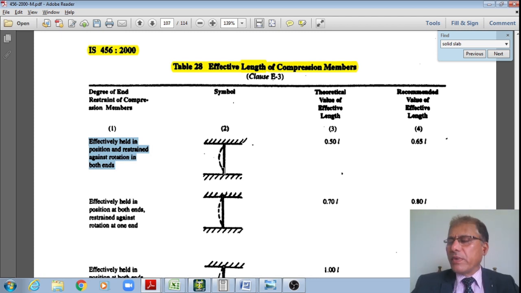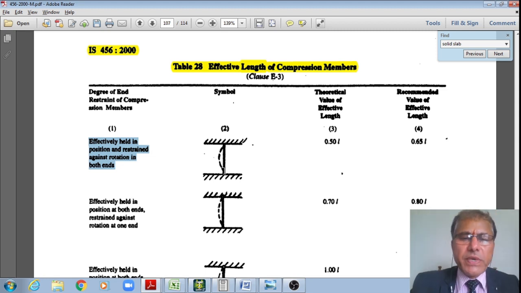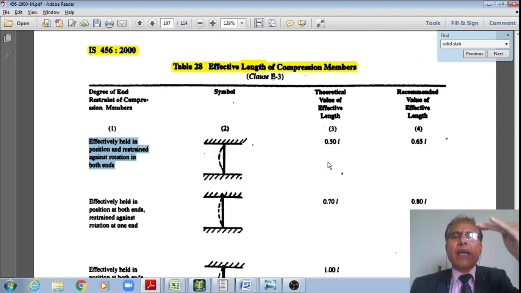Therefore I am assuming that the column is effectively held in position and restrained against rotation, like this. It will not rotate. It will be rigid enough. That is my assumption, because no lateral loads are acting.